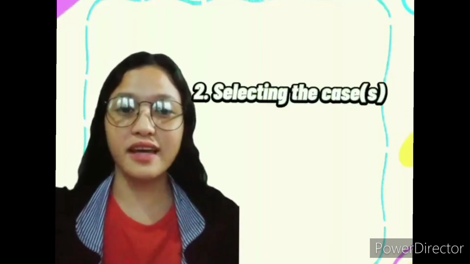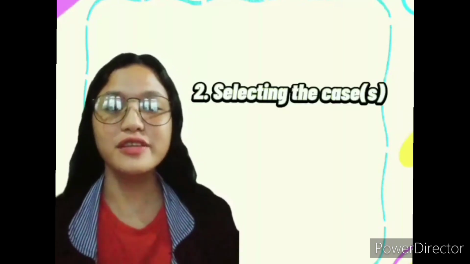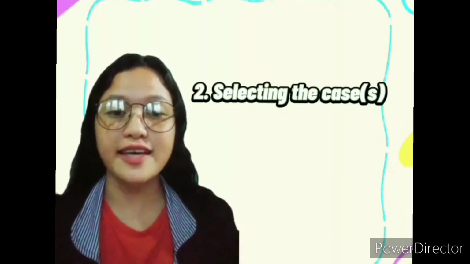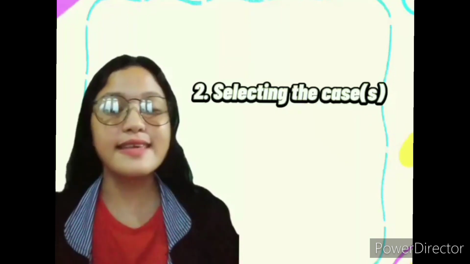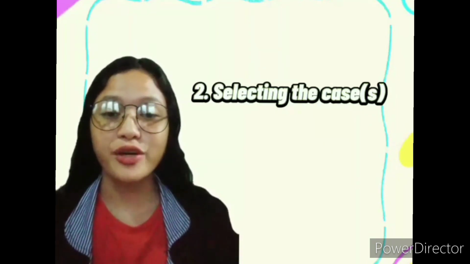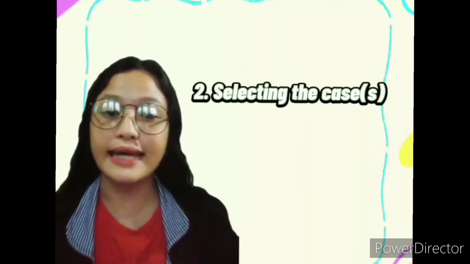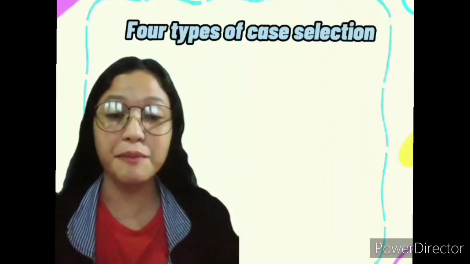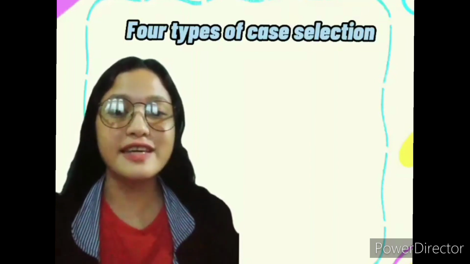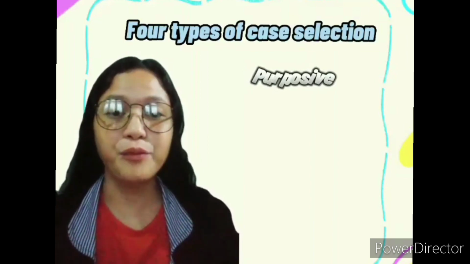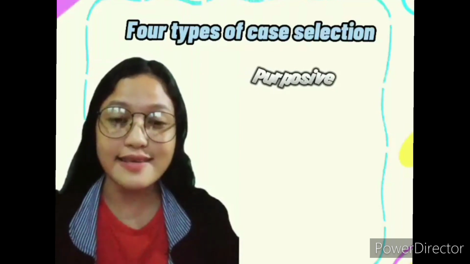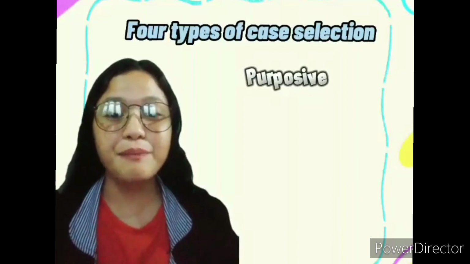The second one is selecting the cases. The key importance in the case study method is the selection of the case or cases. This is of course comparable to sampling in a cross case study. There are 4 types of case selection that can be considered. First is purposive. Where more than one case is involved, the selection of cases is likely to be purposive.